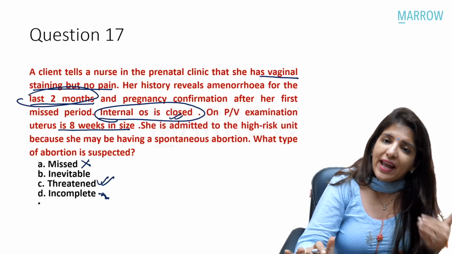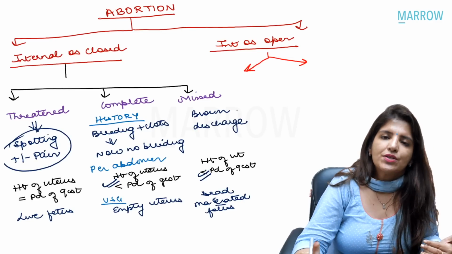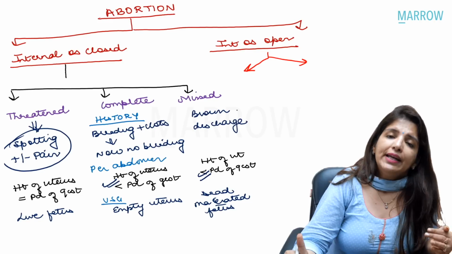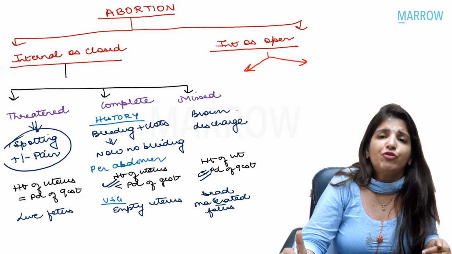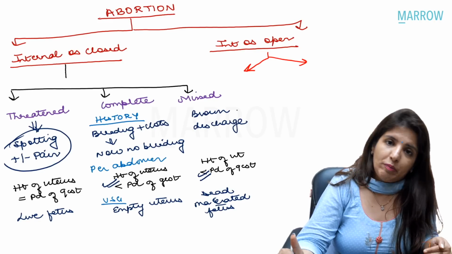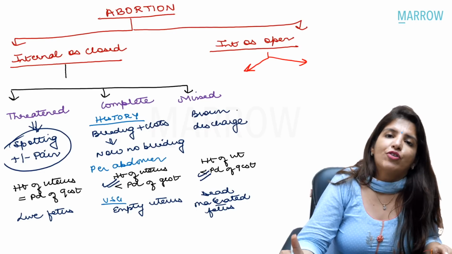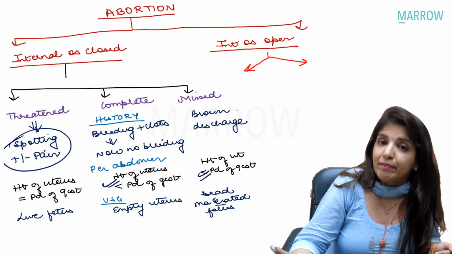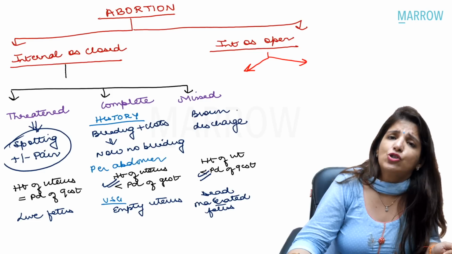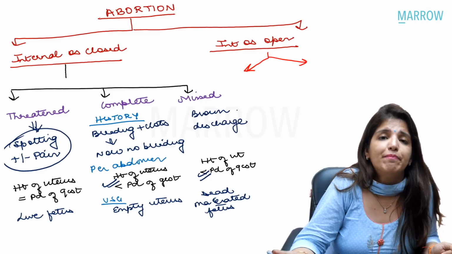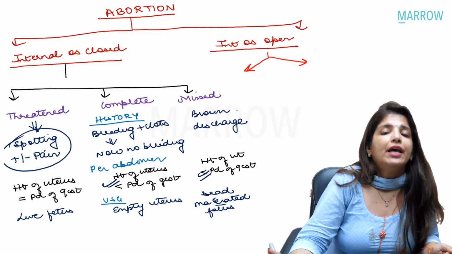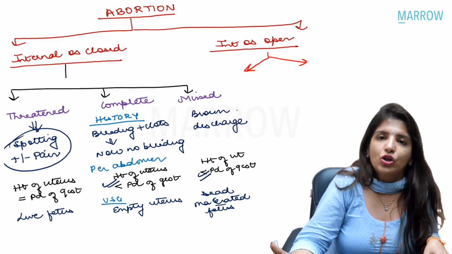Right? The next thing which can help you in making a diagnosis is the ultrasound findings. In case of threatened abortion, the fetus will be alive, and cardiac activity will be present. In case of complete abortion, the uterus will be empty. Whereas in case of missed abortion, you will get a dead macerated fetus, right? Now, this is when the internal os is closed.